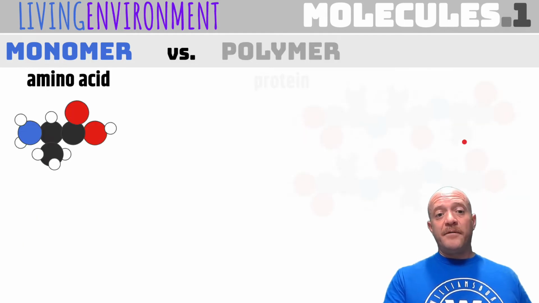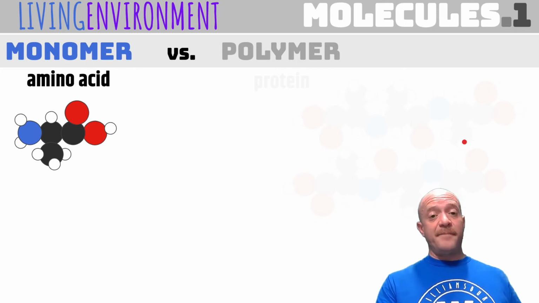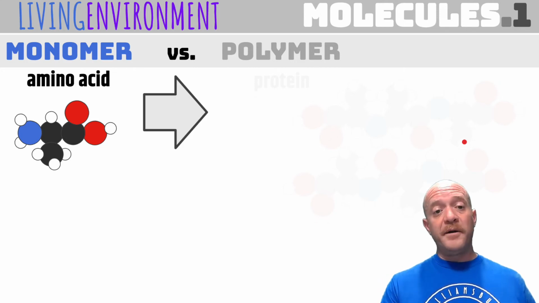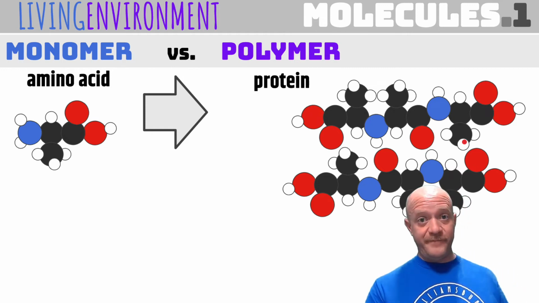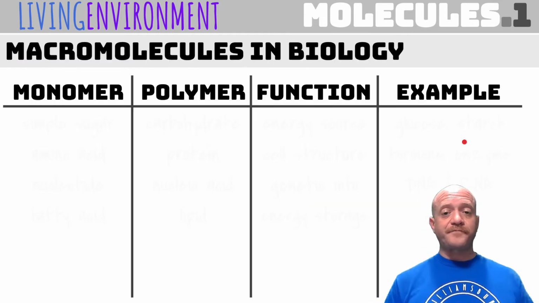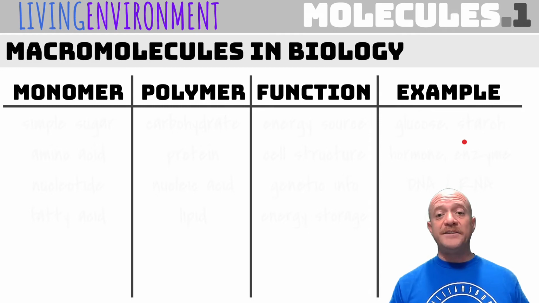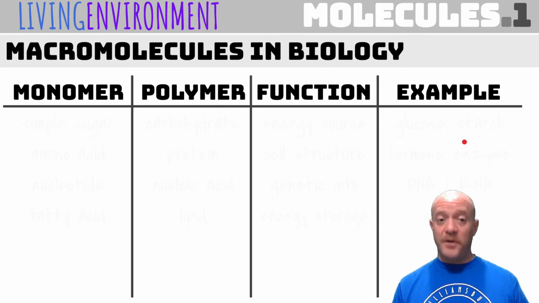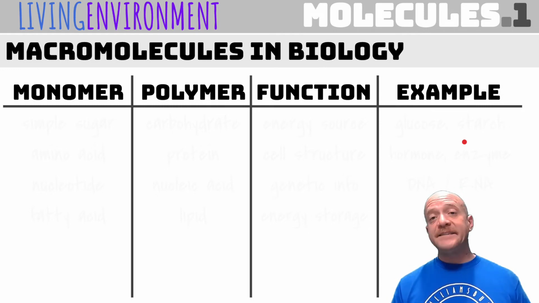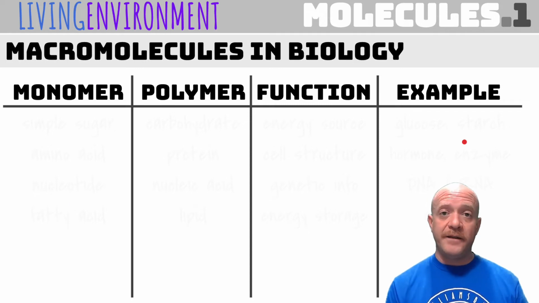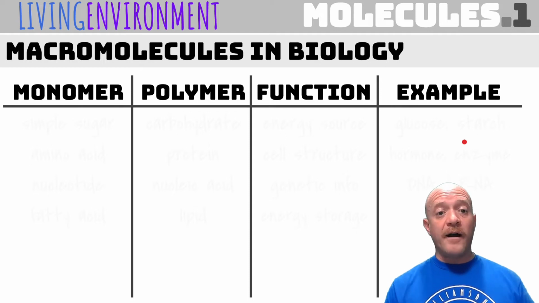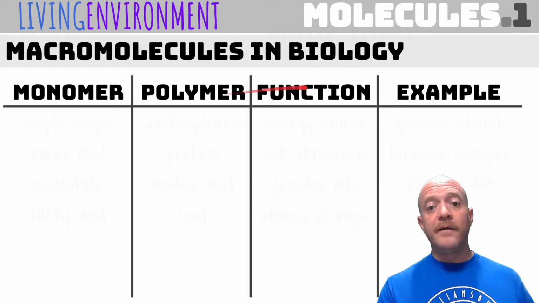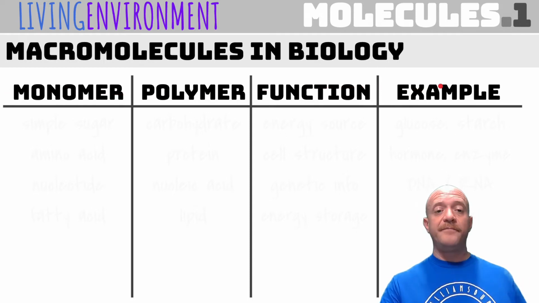Another example: an amino acid is an example of a monomer. Put a bunch of amino acids together, you get a protein. Now, what I would like you to do is set up a table like this in your notes. There are 4 macromolecules that we will use in life science, or biology. So we have 4 columns: monomer, polymer, function, example.